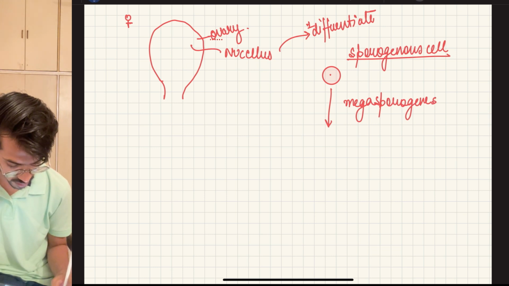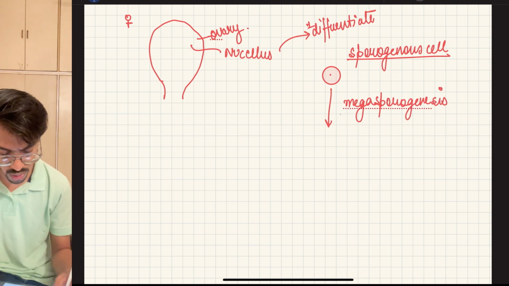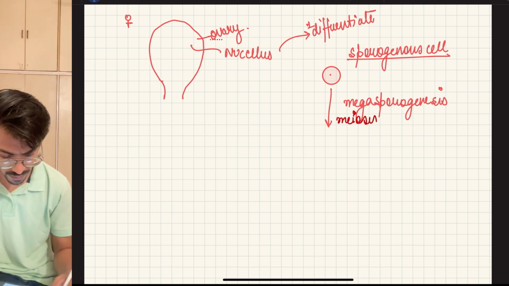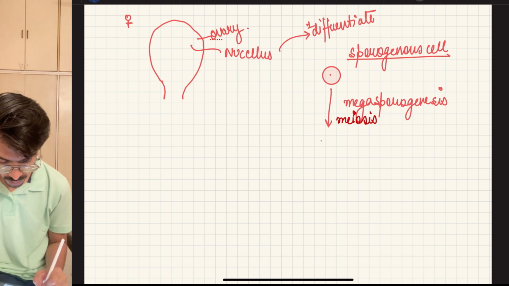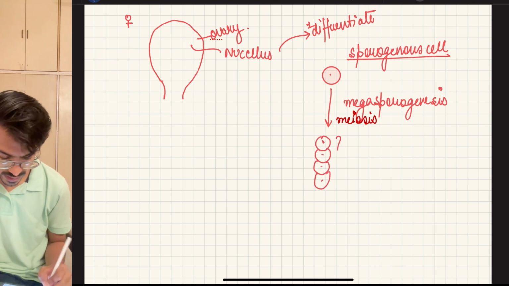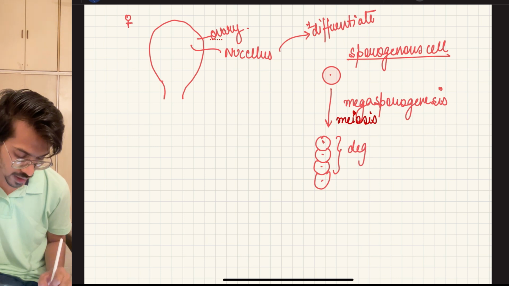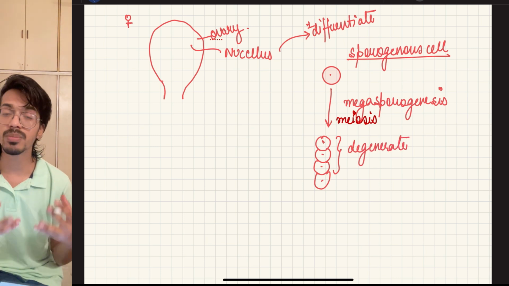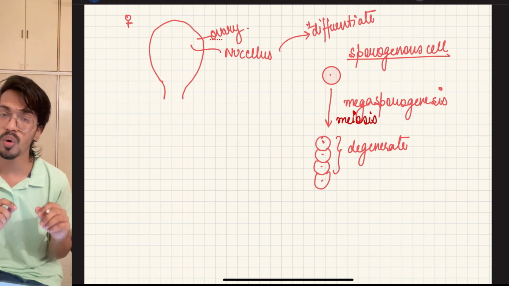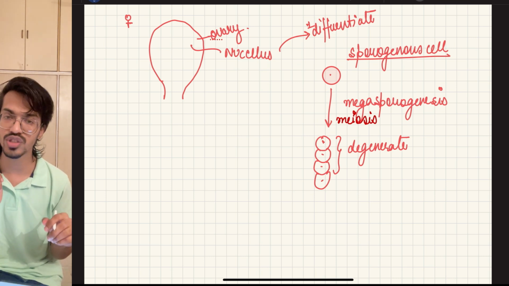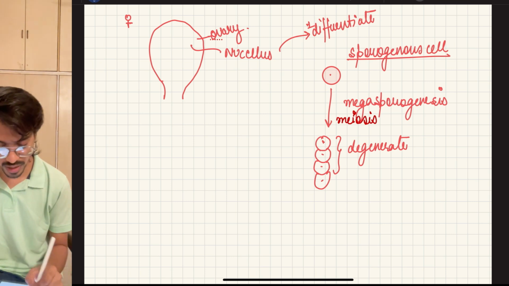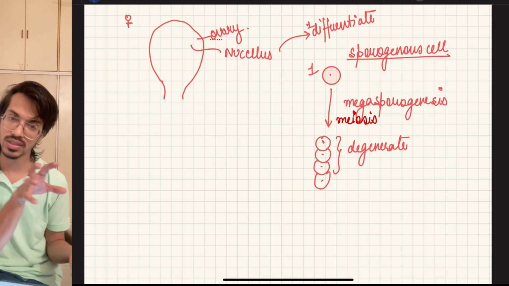Megasporogenesis. And since megasporogenesis is nothing but meiosis, it will lead to the formation of 4 cells. But out of these 4 cells, 3 cells degenerate, because a female body can't provide the nourishment for the further growth of all the 4. So 3 will degenerate, only 1 left. Okay, so from the sporogenous cell only 1 cell will start the process.